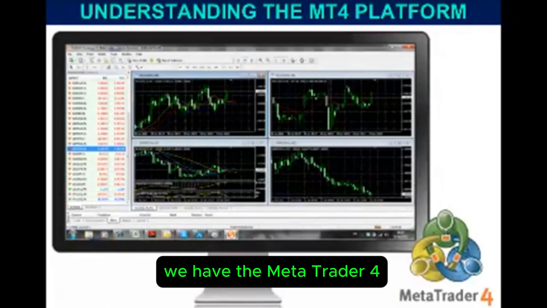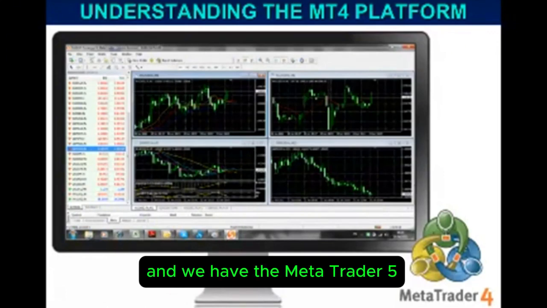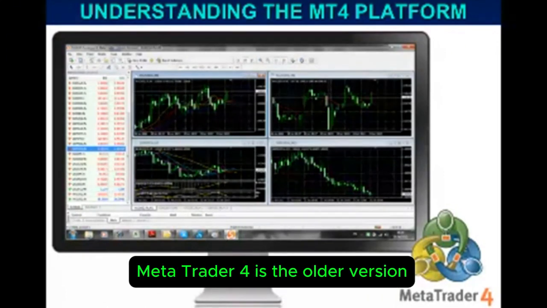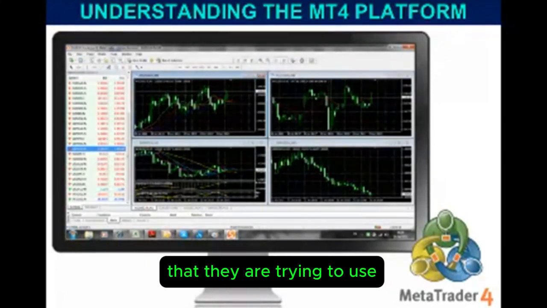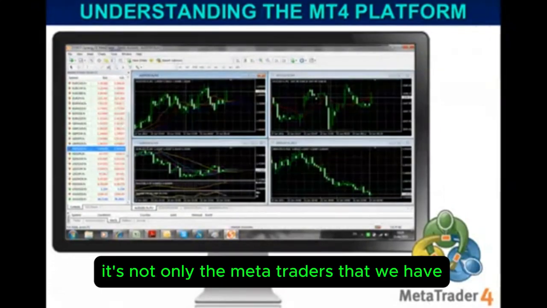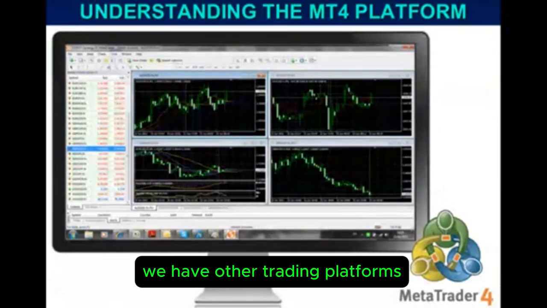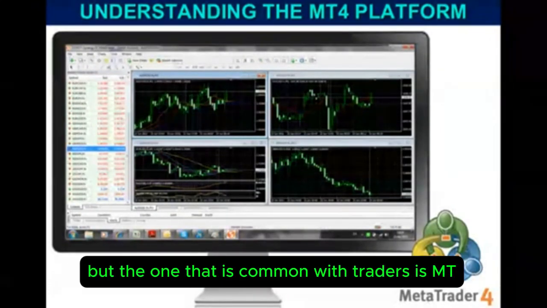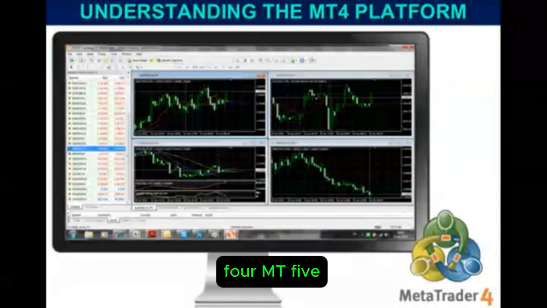We have the MetaTrader 4 and we have the MetaTrader 5. MetaTrader 4 is the older version. MetaTrader 5 is the new one that they are trying to use to replace it. Now, there are other trading platforms. It's not only the MetaTraders that we have, but the ones that are common with traders are MT4 and MT5.